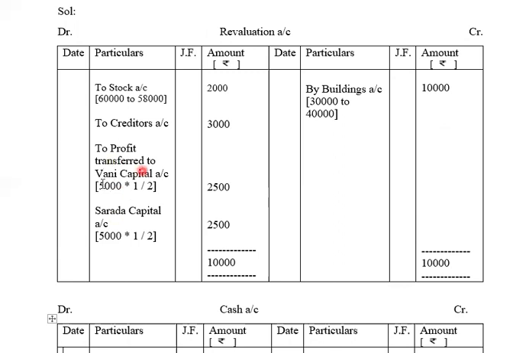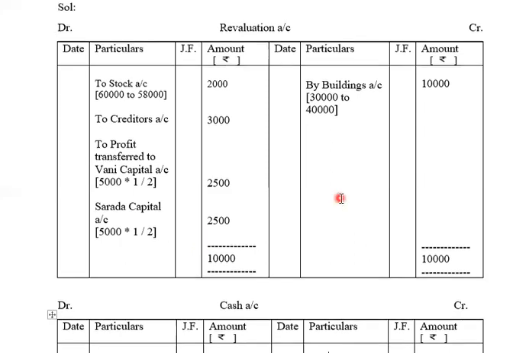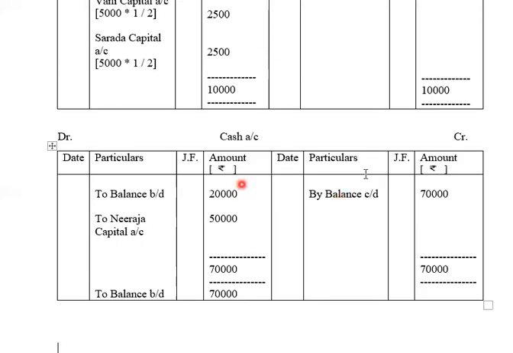To profit transferred to Vani capital account 5,000 into 1/2, 2,500. Sarada capital 5,000 into 1/2, 2,500. After revaluation account, we'll be preparing cash account. The format for which is date, particular, general folio, amount rupees. Towards extreme left we'll be writing Dr debit. Towards extreme right we'll be writing Cr credit, and the name of the account is cash account.